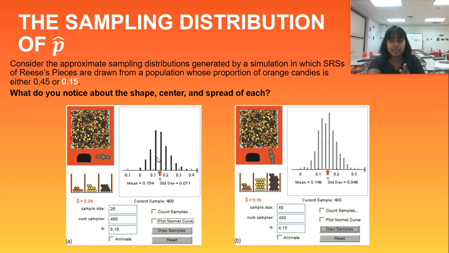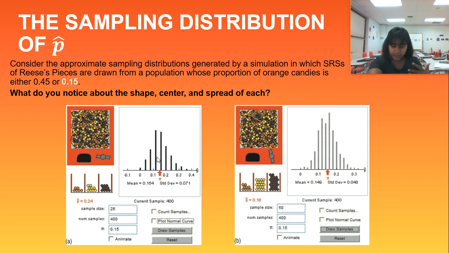We could still call it roughly symmetric, but you can see that your p-value has greatly shifted. In the previous two images, it was at about 0.45. In these, it's about 0.15. So what do we notice? What have we learned?